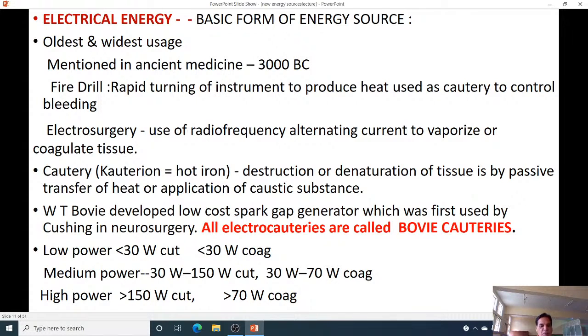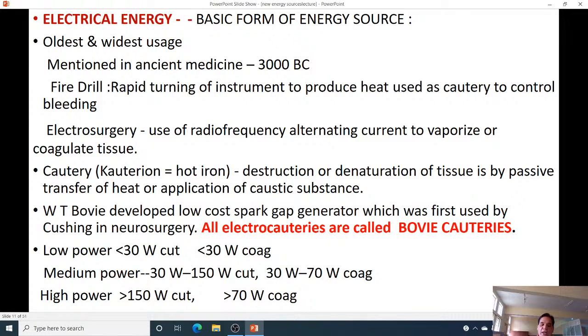There are three types of power setting. In low power, usually for skin, less than 30 watt for cutting, more than 30 watt for coagulation. Medium, 30 to 150 for cutting, 30 to 70 for coagulation. Remember, cutting needs more current than coagulation. This goes without saying. Understand?